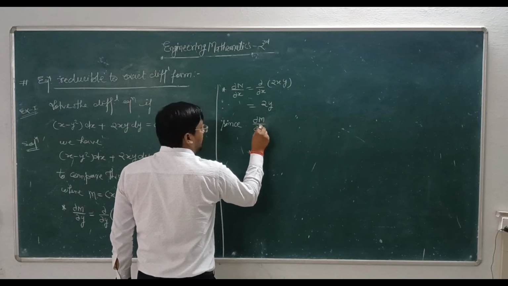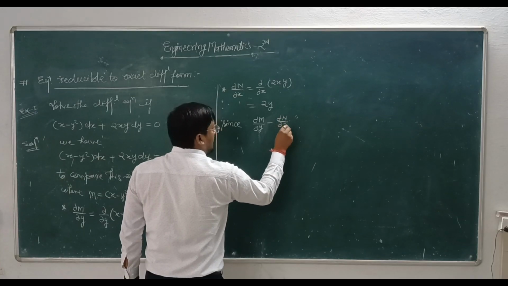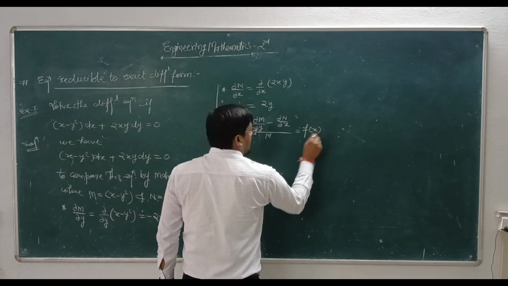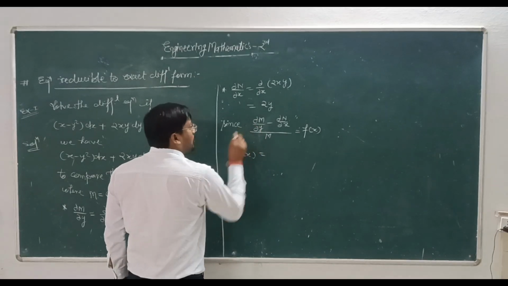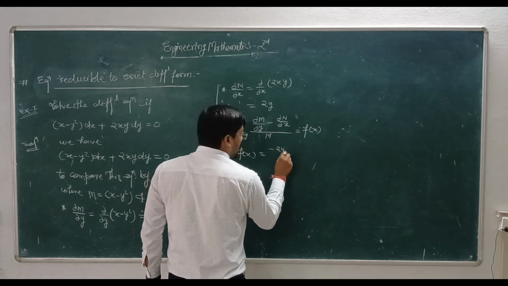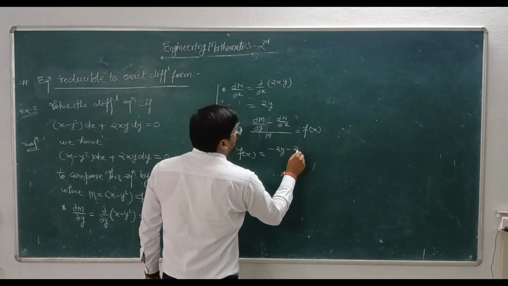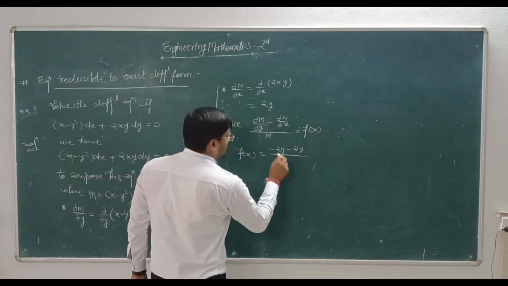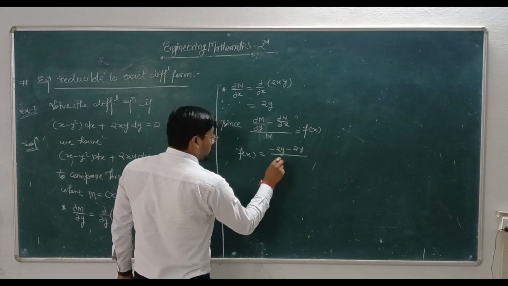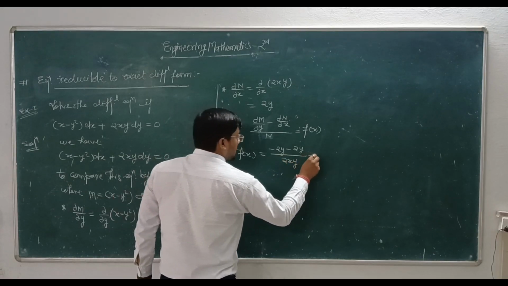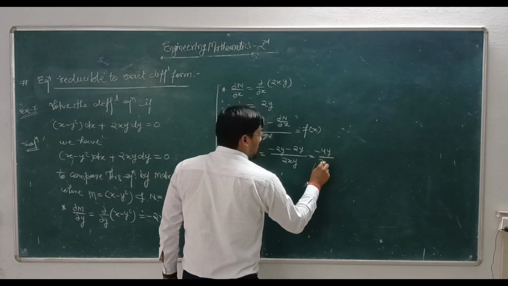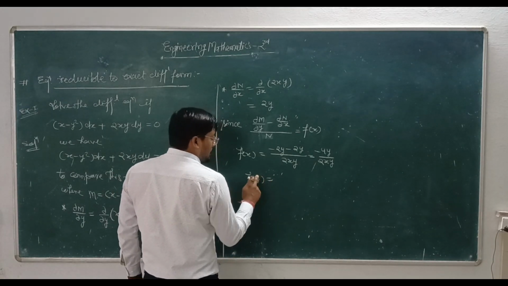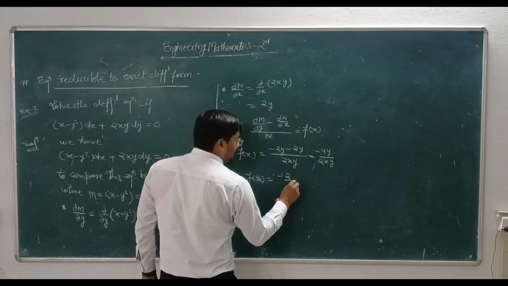Now, since (∂M/∂y − ∂N/∂x)/N is only a function of x, f(x) is equal to (−2y − 2y) total upon the value of N, that is 2xy. So minus 4y upon 2xy, and f(x) is equal to −2 upon x.